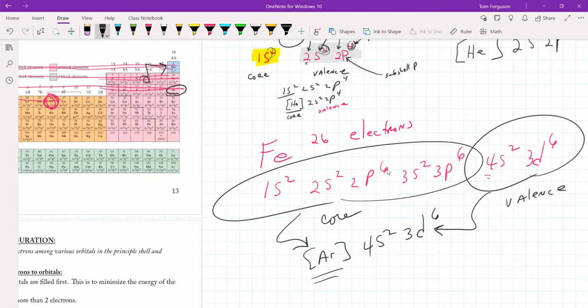Okay. So we're representing a noble gas as a representation of all the core electrons. Because remember, the core electrons are not that important because they're so stable, they don't add anything to the chemistry of the element. Only the valence electrons do that. Hence, we just show the valence electrons. Okay, did everyone follow that iron example?